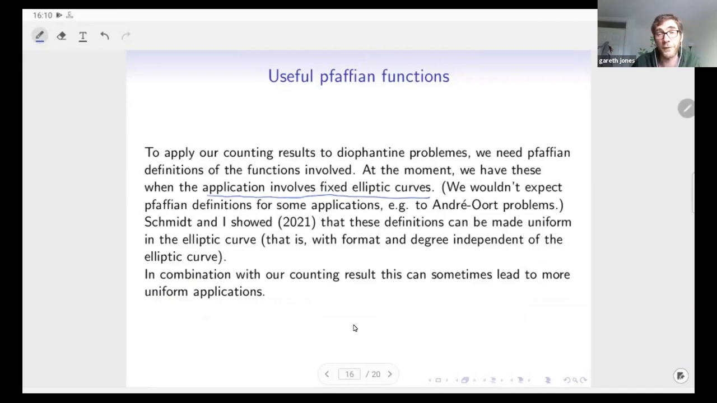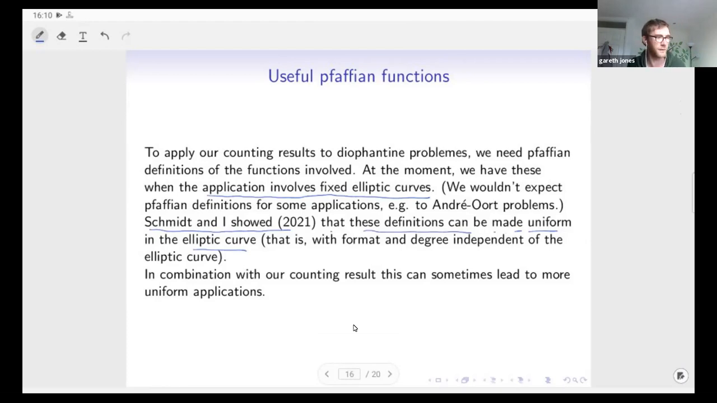Now, for the most famous applications of the Pila-Wilkie theorem to André-Oort type problems, I don't think the functions there should be Pfaffian. I mean, we don't know, but they shouldn't be somehow. But in the case when you have a fixed elliptic curve, Harry Schmidt and I showed that the Pfaffian definitions are uniform in the elliptic curve. So the format and the degree don't depend on the elliptic curve, or can be made to not depend on the elliptic curve. So with the uniformity in our counting result, this can sometimes lead to more uniform diophantine applications.